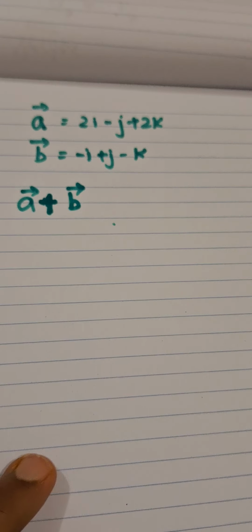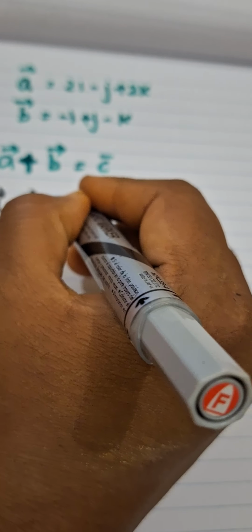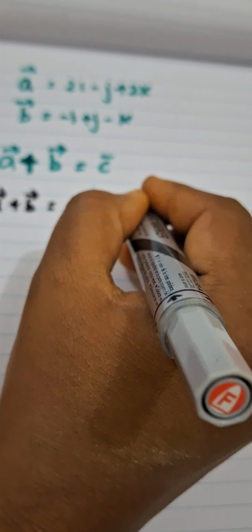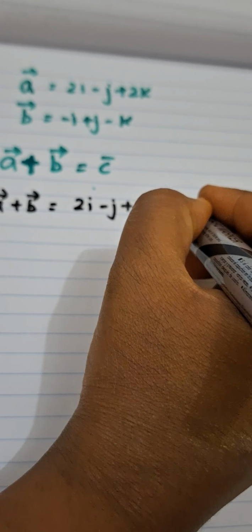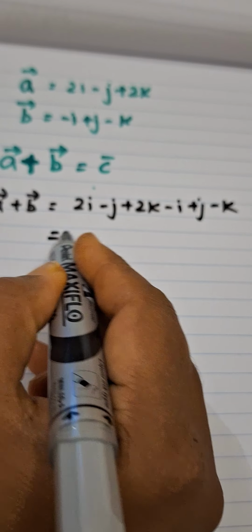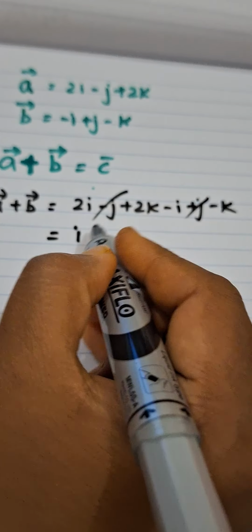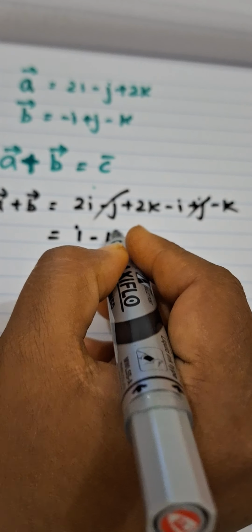Okay, so let us say that a plus b is equal to c. Question is to find a plus b, so we are saying that a plus b be c. So now let us do a plus b. So what it will be? i terms should come first. So 2i minus j plus 2k, minus i plus j minus k. So 2i minus i is i, minus j plus j will cancel, 2k minus k is k.